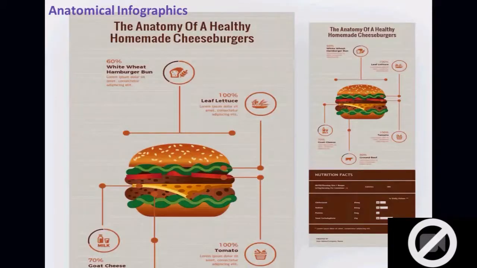It is an anatomical infographic. An anatomical infographic is an explanation of the parts of something. Here it explains each part of a burger: bun, cheese, and nuts. Anatomical infographics are also used in the medical field, for internal parts like the heart. These parts are explained by anatomical infographics.